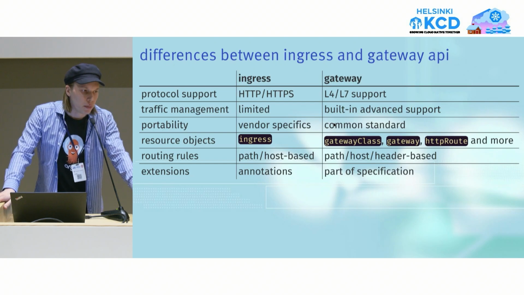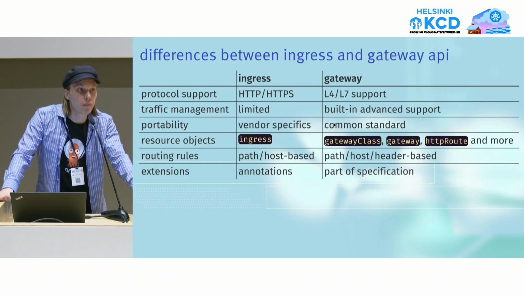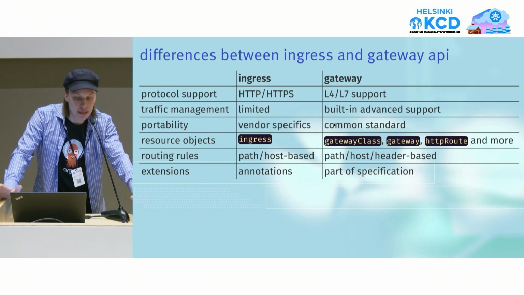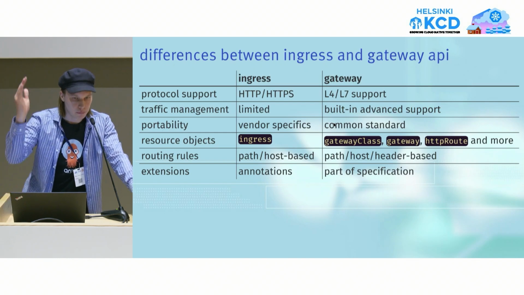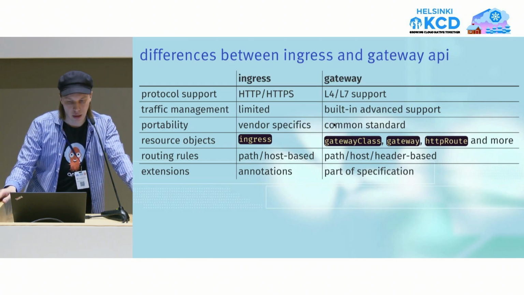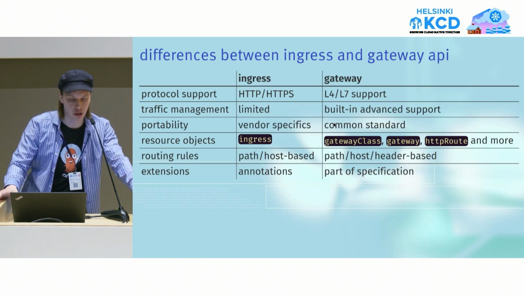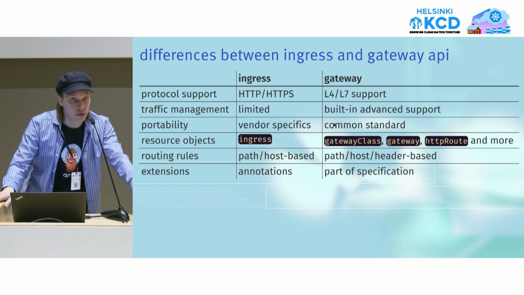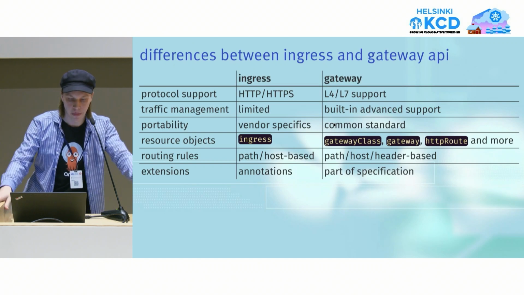Portability is pretty bad for Ingress. It's the same objects, but you can't just apply them to different Ingress controllers because of annotations. It works to some extent if you have pretty plain Ingress objects, but no. It's really hard to move between Ingress controllers, especially if you have special annotations. But in Gateway, it's a common standard. So there are no annotations. Everything is the object itself.